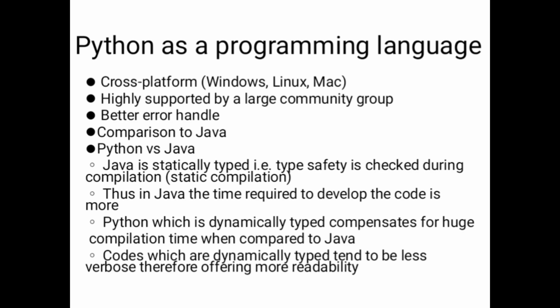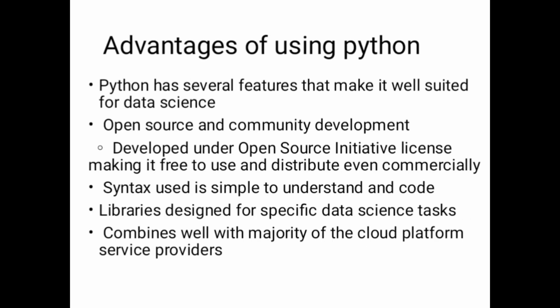Many people ask, should I learn Python or Java? Let's compare them. Java is statically typed, that is, type safety is checked during the static compilation. Thus in Java, the time required to develop the code is more. Python, which is dynamically typed, compensates for huge compilation time when compared to Java. So the codes which are dynamically typed tend to be less verbose, therefore offering more readability.